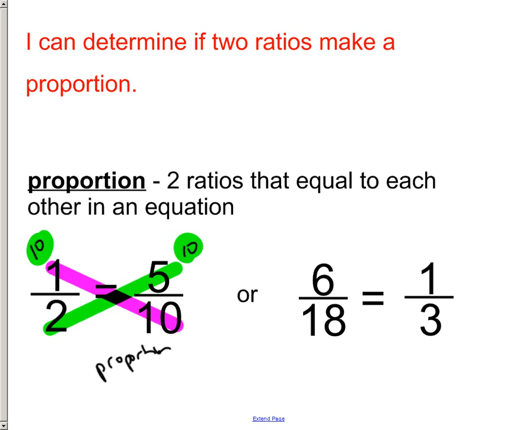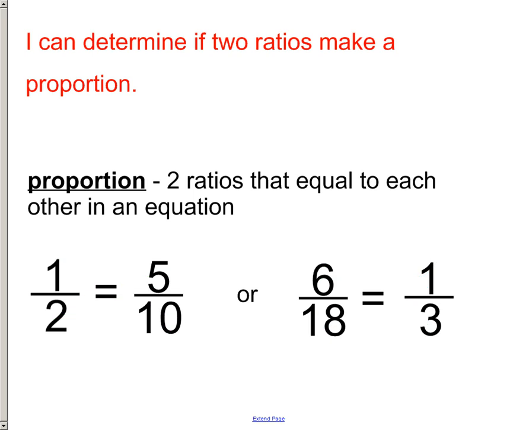Okay? And it works every time. Multiplication is a cool way you can check it. Here's 6 times 3, that's 18. And let's do 18 times 1. 18 times 1 is 18. So I got 18 here and I got 18 there. This is a proportion. That means that the left ratio, the left fraction, is the same as the right ratio, the right fraction. And that's what a proportion is. The left side is equal to the right side, two ratios that equal each other.